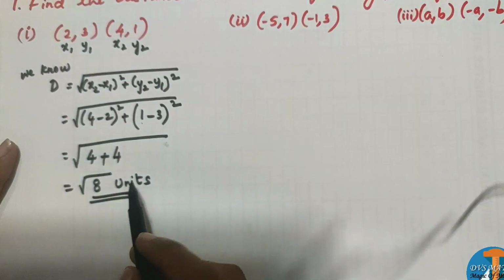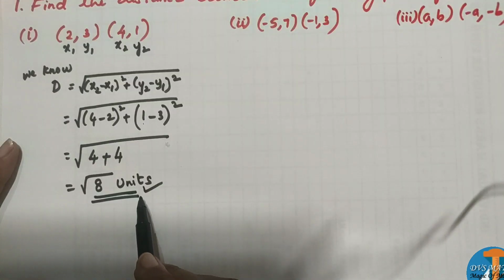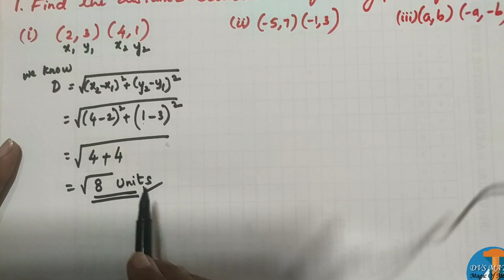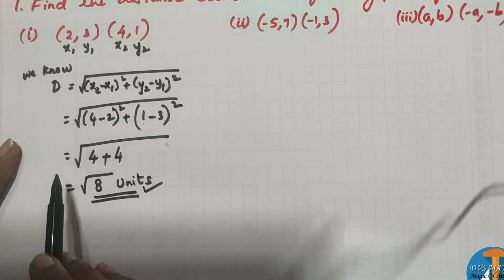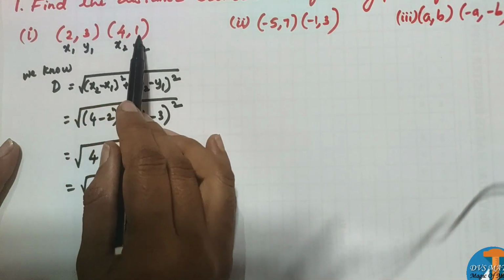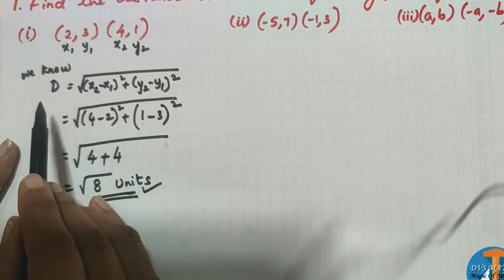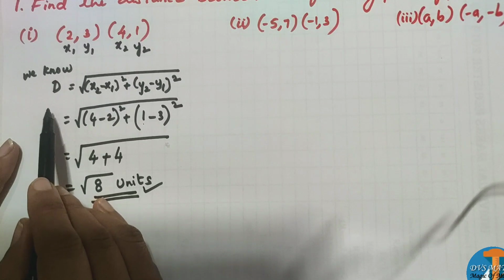As it is distance, you have to write units. Here we don't write any centimeter or meter like that. Generally you have to write it as units. Clear? So now observe. First take the points, write them as x1, y1, x2, y2, and write the formula. For the formula you will get half mark, remember.